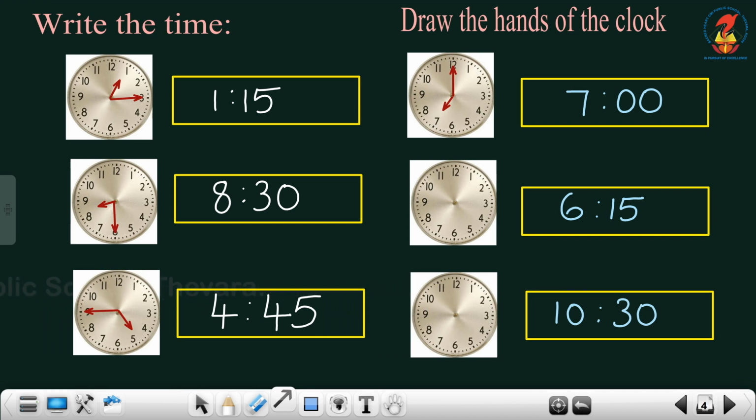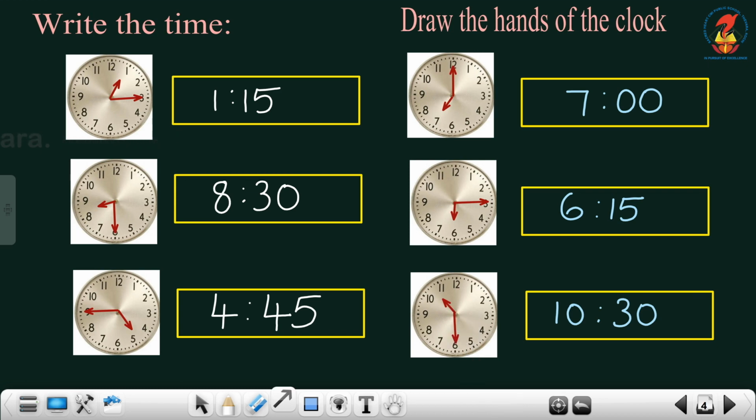Look at the next question. The time is 6:15. Our hour hand is on 6. And where will be the minute hand? Minute is 15 minutes. So minute hand is on 3. Okay. Now look at the next one. Time is 10:30. So the hour hand is in between 10 and 11. Not exactly on 10. Between 10 and 11. And the minute is 30. So where will be the minute hand? On 6.